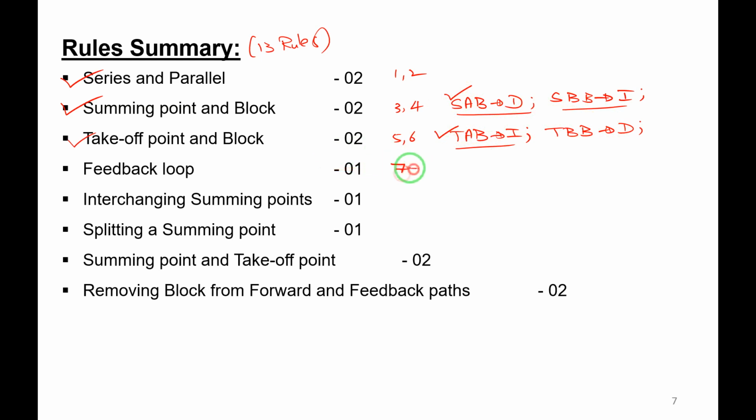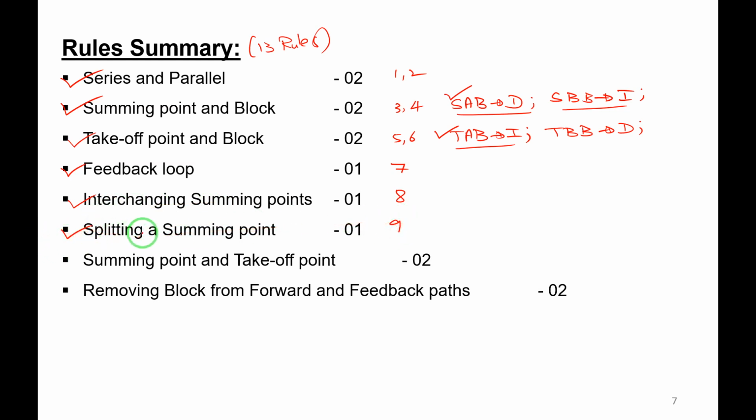Then 7th rule, feedback loop. Yes, we know that how to eliminate the feedback loop. Closed loop transfer function, right? G divided by 1 plus GH if it is negative feedback system. Then next, rule number 8, interchanging summing points. Yes, if there are two summing points, first summing point and second summing point, I can easily interchange, right? That we know.